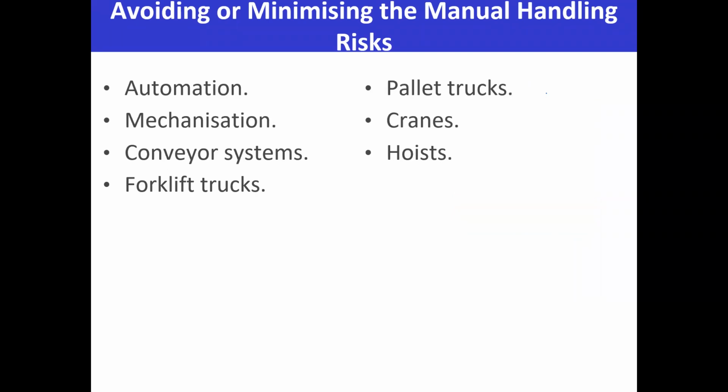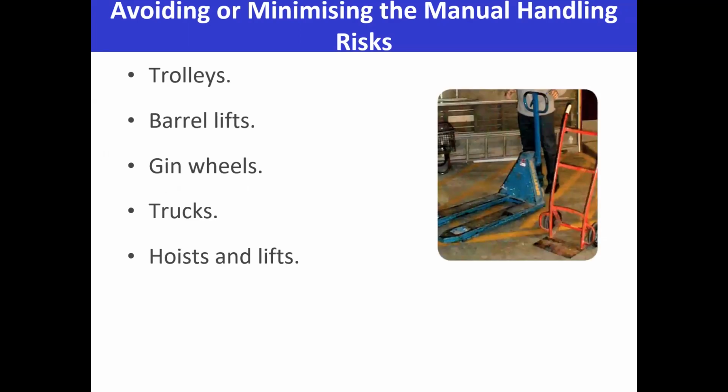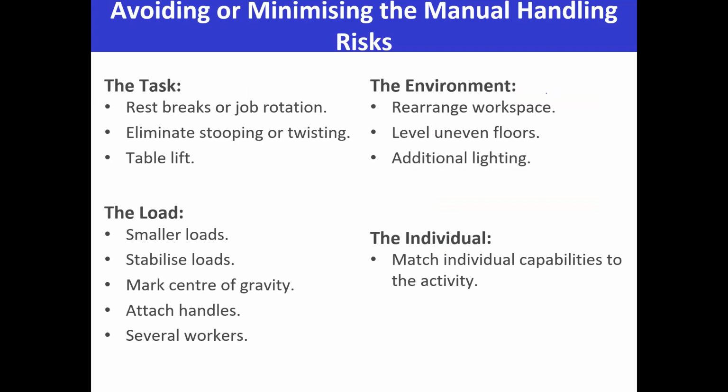Then avoid or minimize the manual handling risk. You can further do this by automation of the task. You can mechanize the task, conveyor belt systems, provide forklift trucks, pallet trucks, cranes, and hoists, etc. You can also use other aids such as trolleys, barrel lifts, gin wheels, trucks, hoists, and lifts.